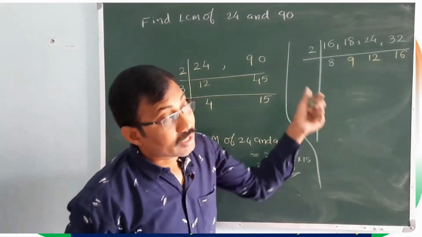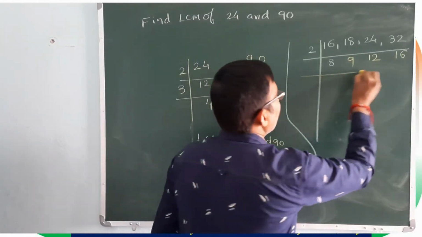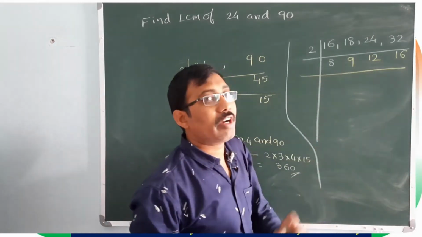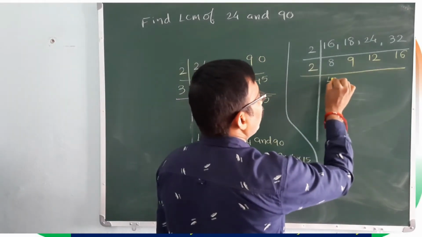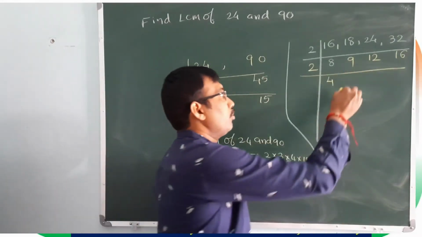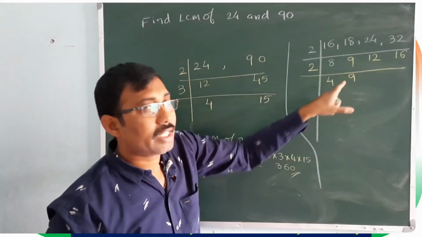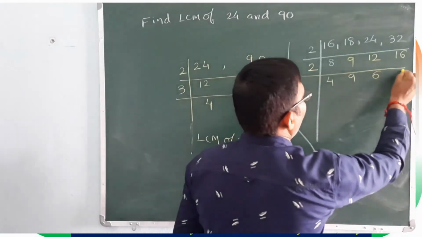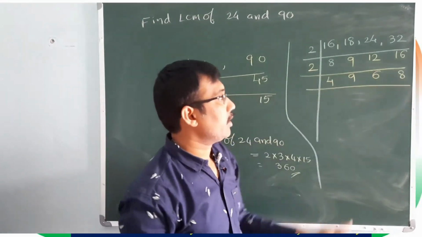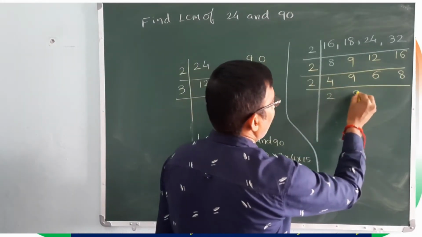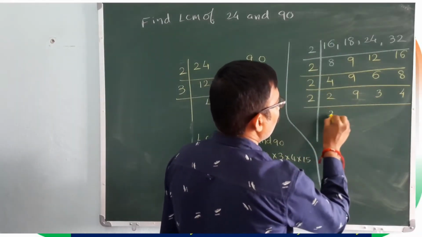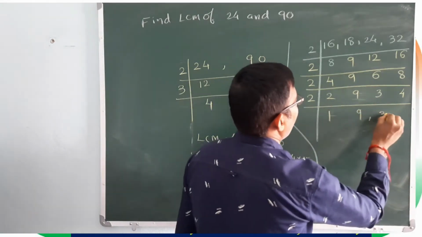Okay. Next, take another 2. Here 8, 12, 16: these 3 numbers are divided by 2, but 9 is not divided by 2. So write it the same, carry forward to the next number. Next, 2 sixes, 2 eights. Next here 4, 6, 8: these numbers are divided by 2. 2 twos, 9, 2 threes, 2 fours. Next, 2: 2 twos, 2 ones, 9, 3, 2 twos.